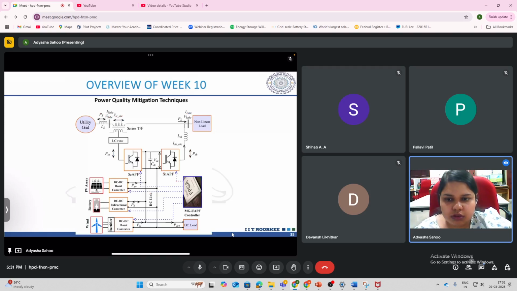So for demonstration purpose, you can connect a nonlinear load here, and then you can feed in your microgrid here with PV, battery, and wind, and this is the DC microgrid. So this is the shunt filter side. This is the series filter side. This part will correct the current harmonics. This part will correct the voltage harmonics.